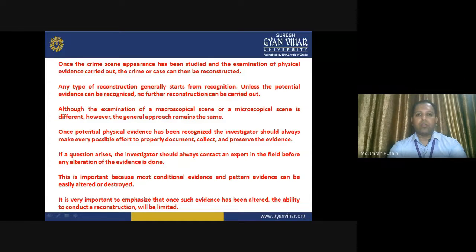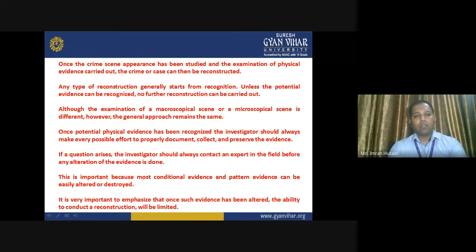So you must be able to recognize what are the things that are included in the reconstruction. Unless the potential evidence can be recognized, no further reconstruction can be carried out. So you must identify each and everything in a very particular manner and with intricate details, and the role that they play in that very crime scene.